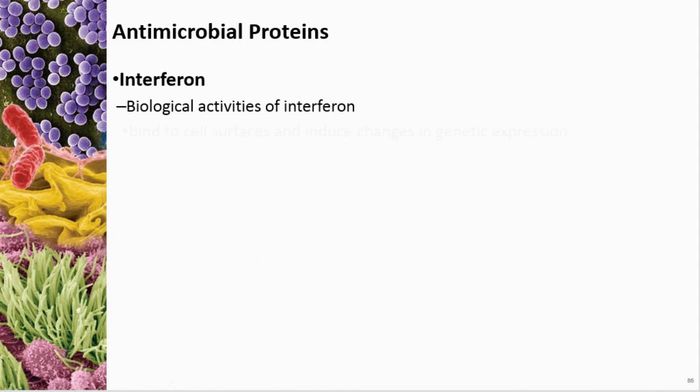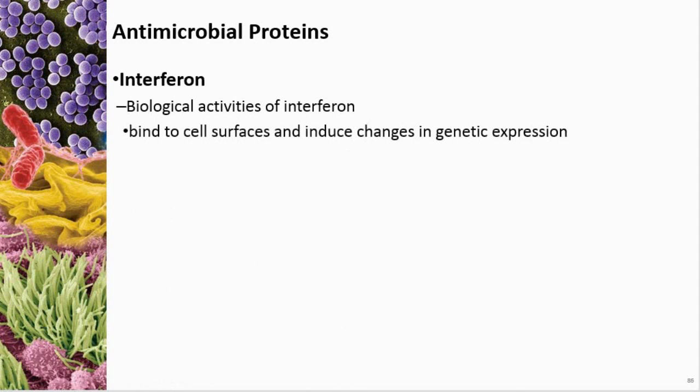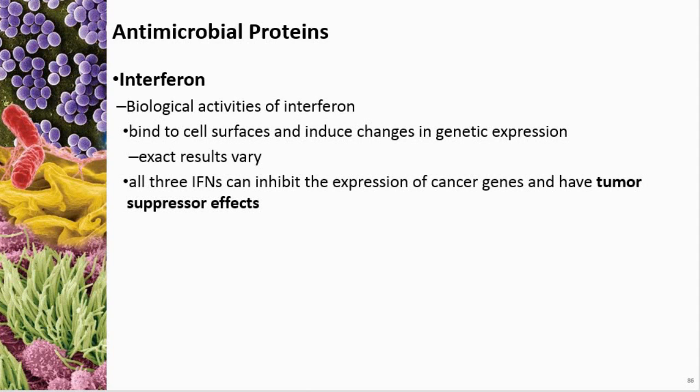All right, so what are some other things that interferon does? It binds to the cell surfaces and induces changes in genetic expression. I had mentioned that earlier. It actually causes certain proteins to be produced and so on. But the exact results depend on which cell is being induced. So all three interferons, alpha, beta, and gamma, can inhibit the expression of cancer genes, and therefore they suppress tumors, because that's what tumors are, cancer.